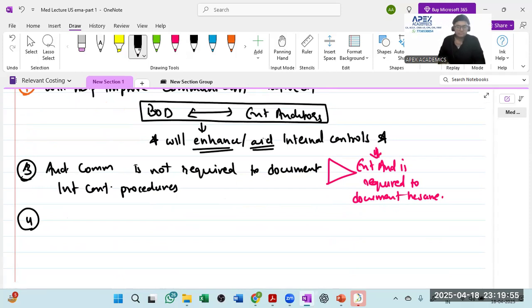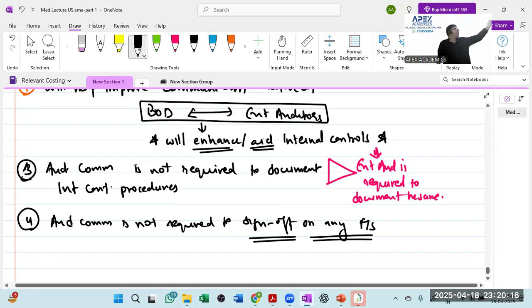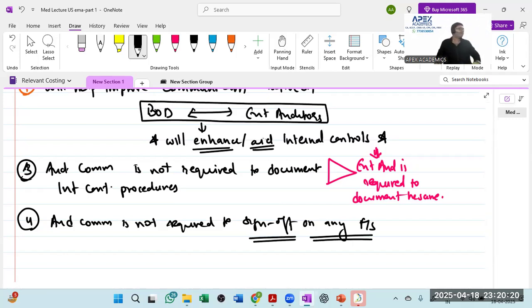Sir, the audit committee is not required to sign off on any financial statement. You know what is the meaning of this? People who sign off on the financial statements are responsible for its risks.